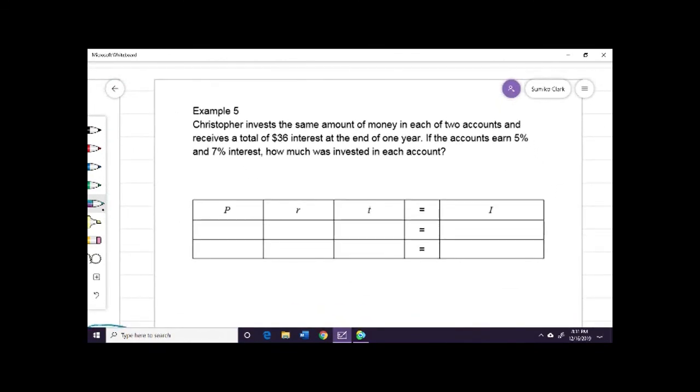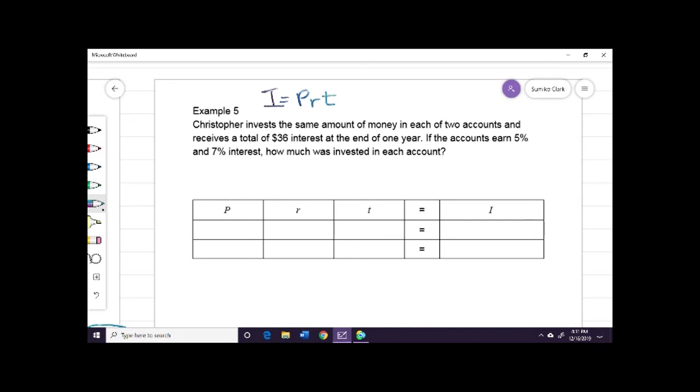These ones involve the investment or interest formulas. So Christopher invests, well, let me go ahead and write that up here just so you have it to look at. Interest equals principal times rate times time. There you go. And this is simple interest.